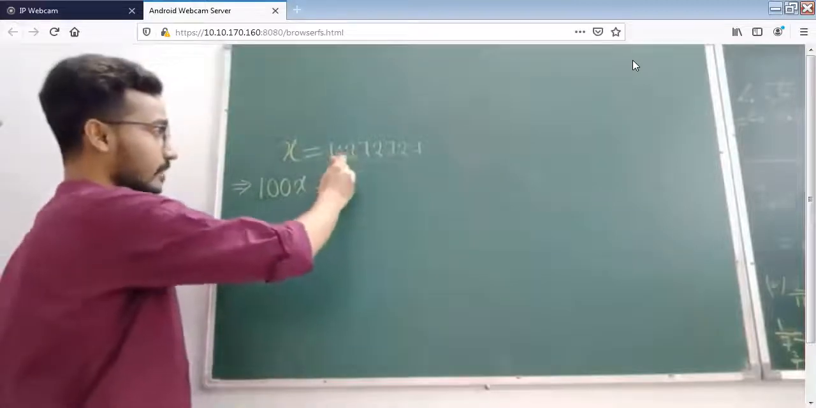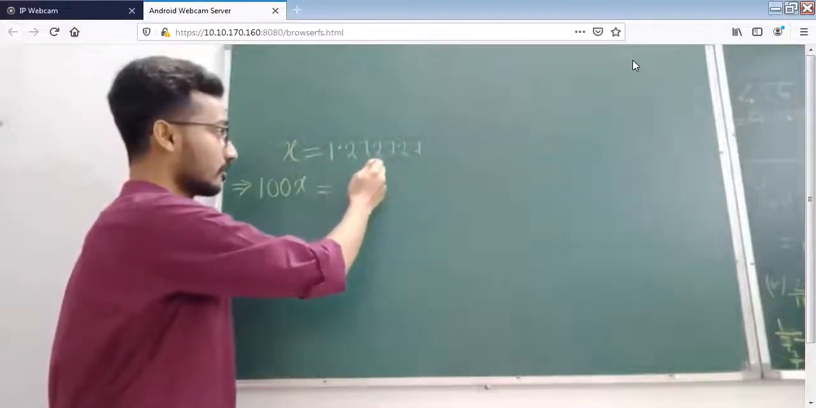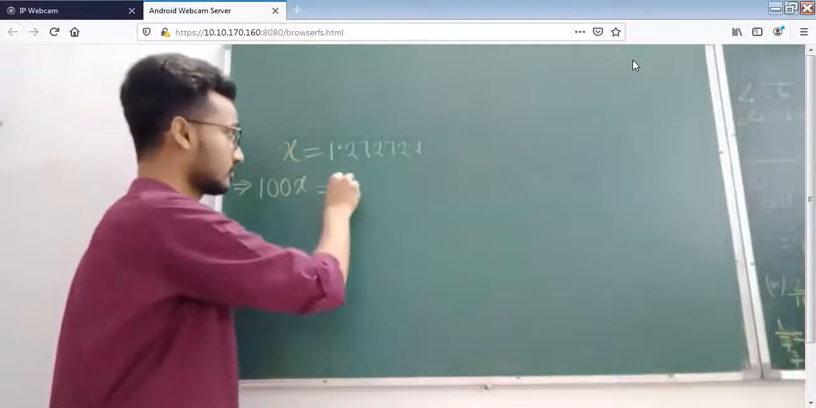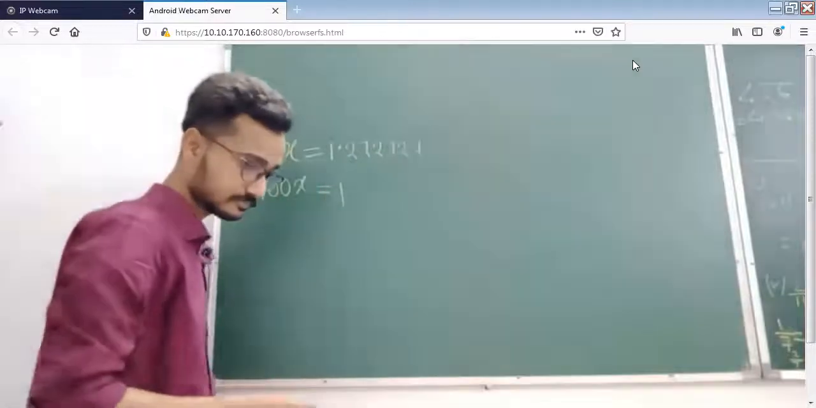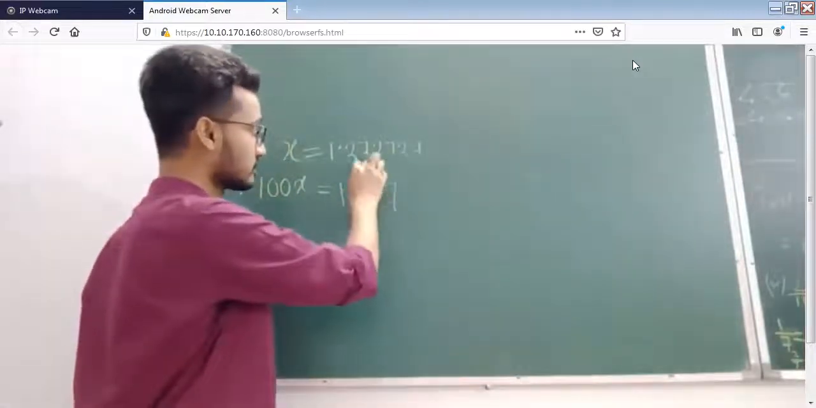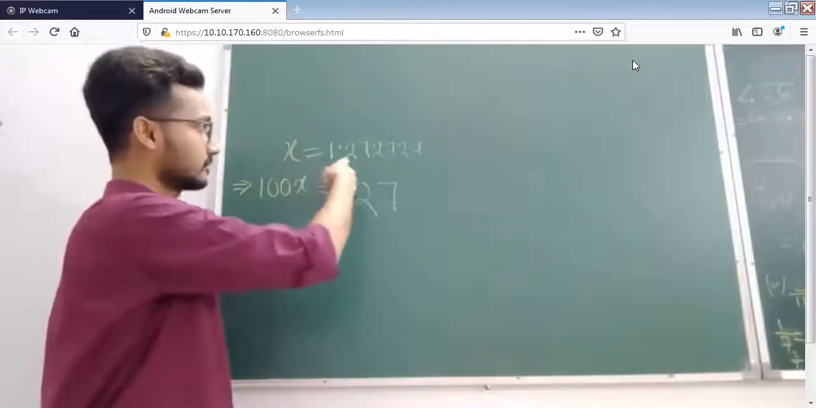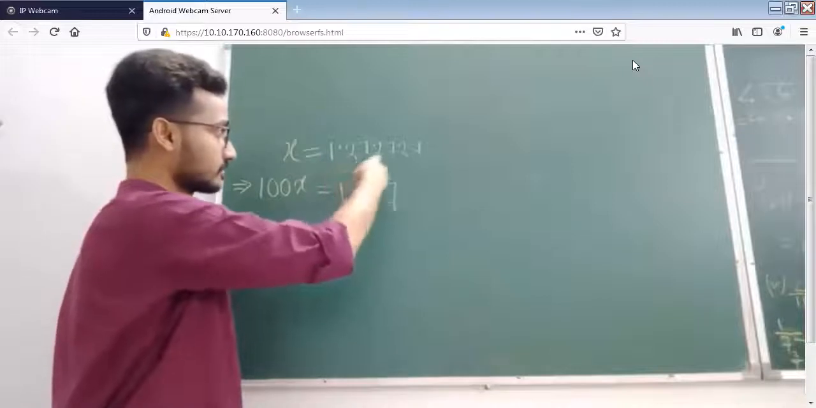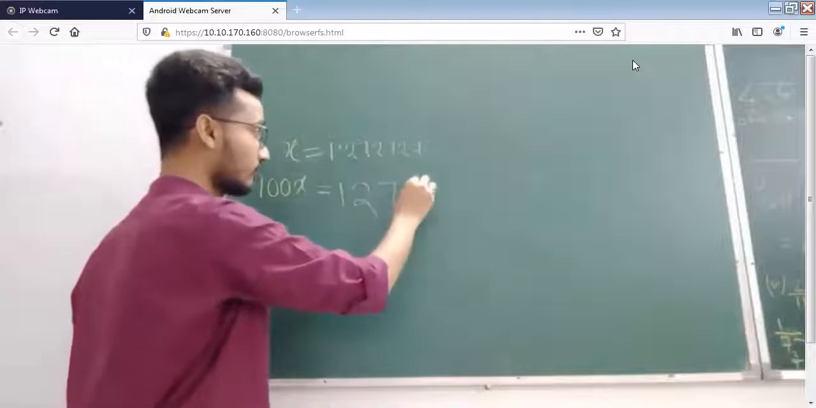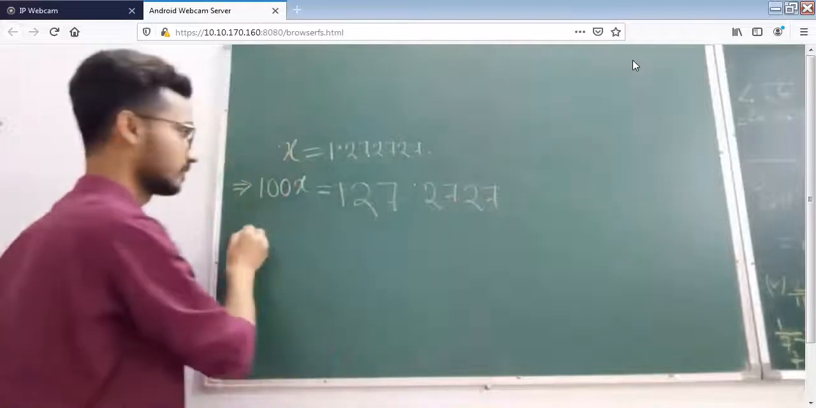when you multiply 1.272727, your decimal will go back after two digits. That means it will be 1.27. Now see, you have multiplied this number by 100, so the decimal will go back two digits, so it will be 127.2727. Yes.